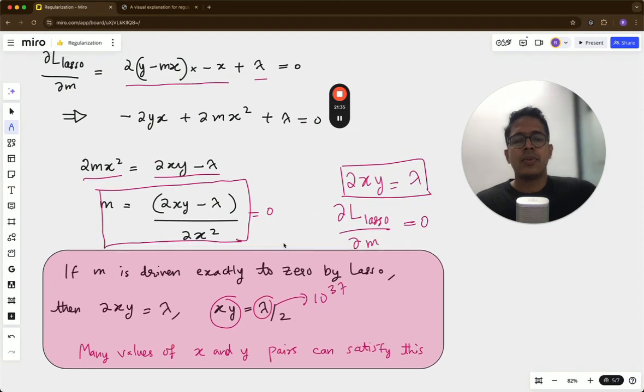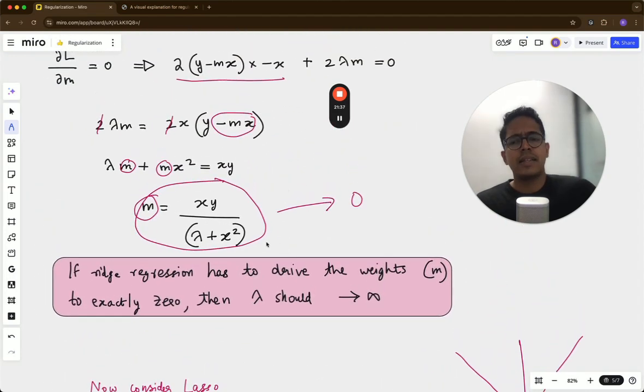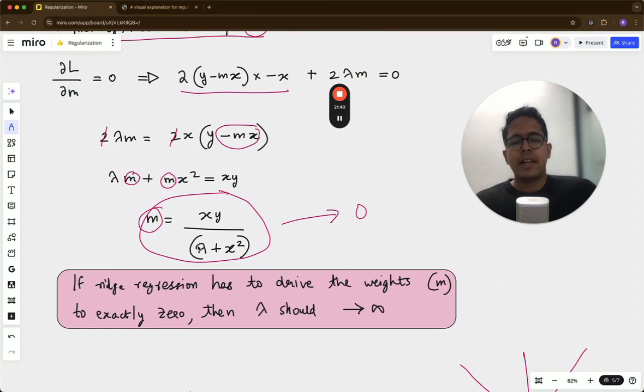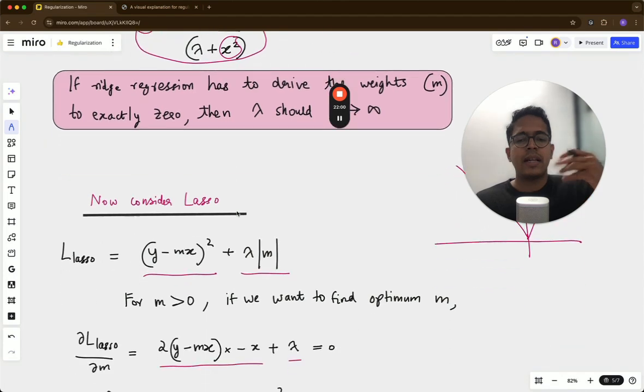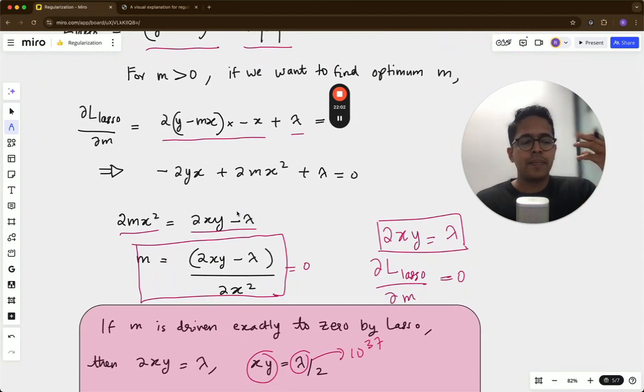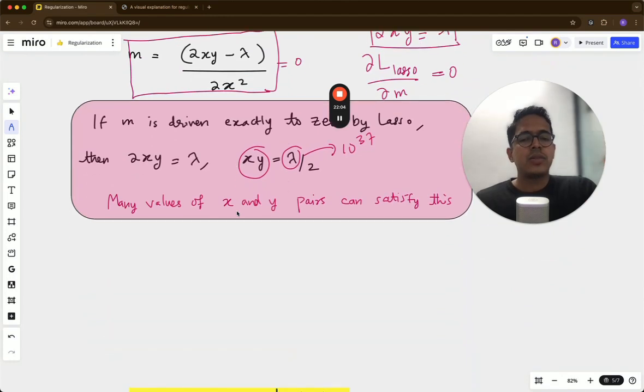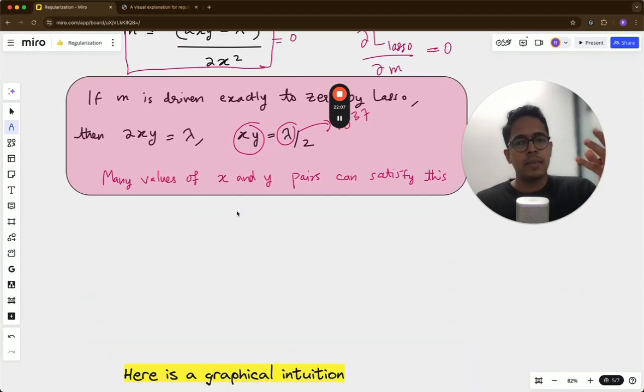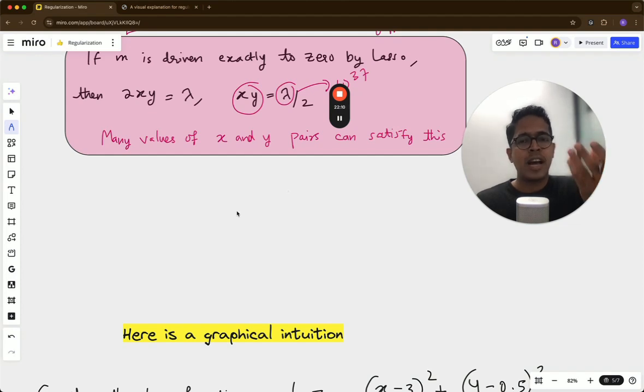In contrast, for ridge regression, if lambda is very high, then m cannot be exactly equal to 0 unless the input itself is exactly 0. But for the case where x and y are non-zero numbers, you can't find m equal to exactly 0 even for very high values of lambda. So this is a mathematical way to prove the idea behind lasso regression being able to do feature selection, because it can make some of the m values exactly 0.